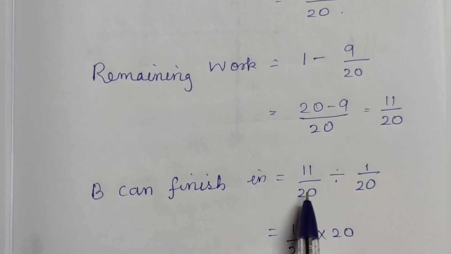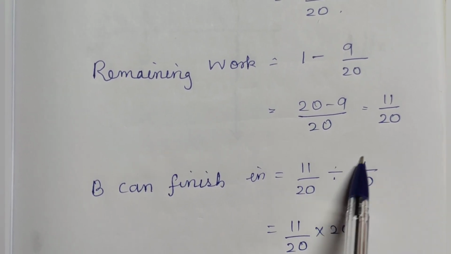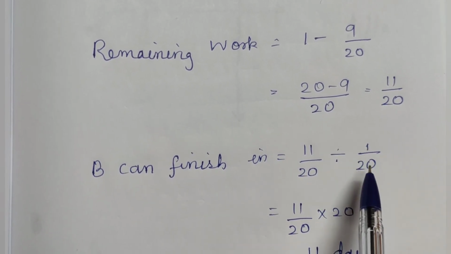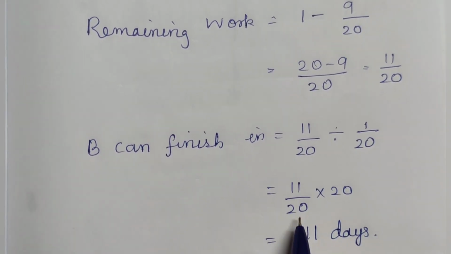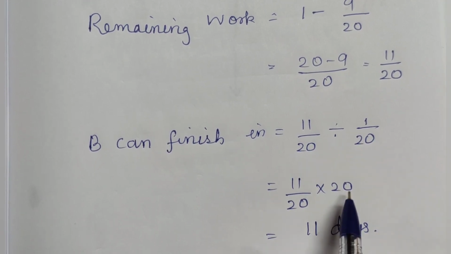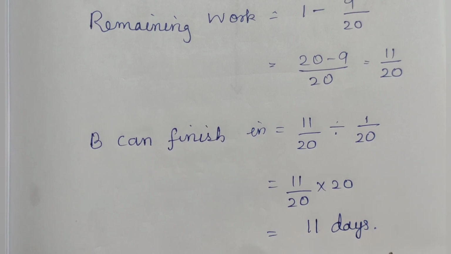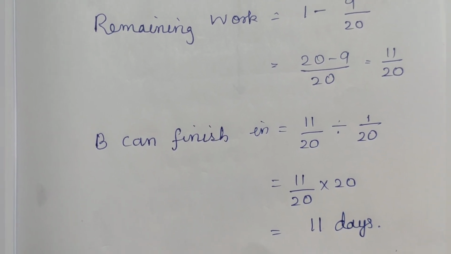The remaining work is 11 by 20 divided by B's 1 day's work, which is 1 by 20. So 11 by 20 into the reciprocal of 1 by 20, which is 20. 20, 20 gets cancelled. So B can finish the work in 11 days.